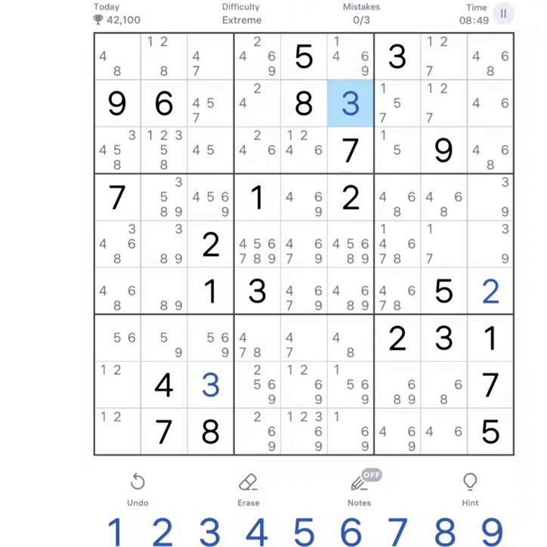These are 3. With this 3, does that help us? 3 cannot go here or here. They could go down here only. But this 3 cannot go here, here, here, or here. So that's our 3.